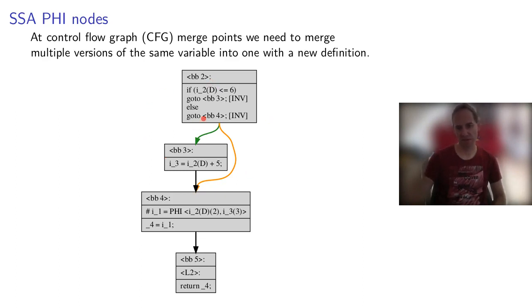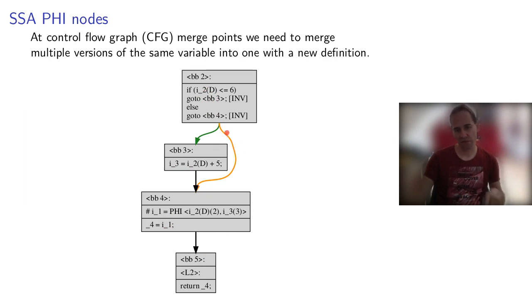For example, this is a picture of the GCC intermediate language for a simple C program that tests i to be less or equal than 6, and in that case incrementing i, and then basically returning the conditionally altered value. You can see we have this increment of i that is conditionally executed, and this increment introduces a new version of the variable i, but in the end we want to return i, so we need to pick which one we take, either the first one, which is not altered, or the second one.